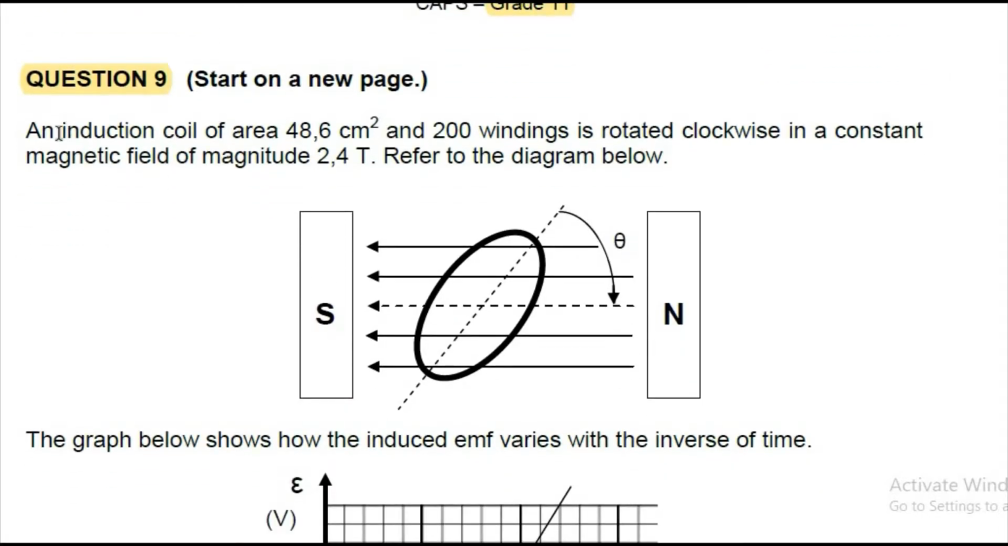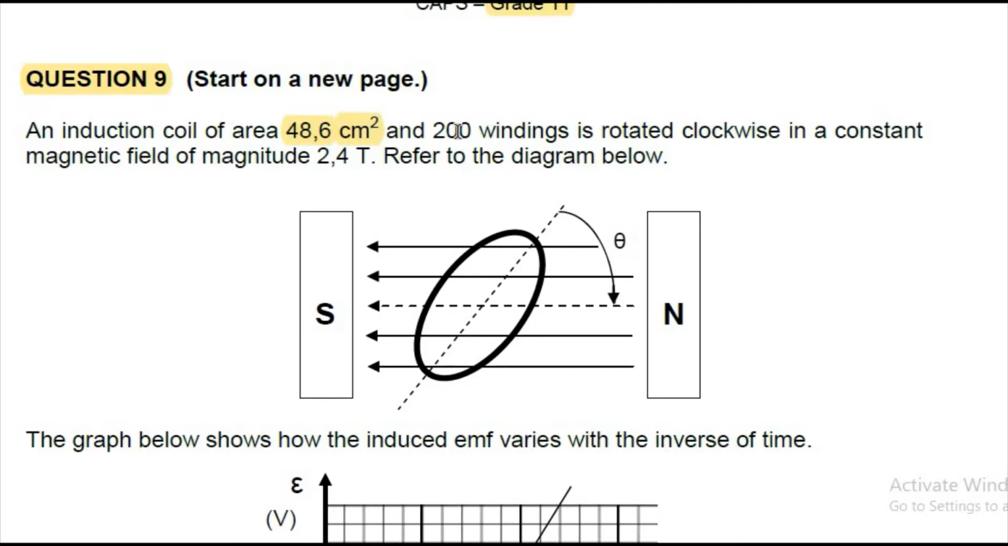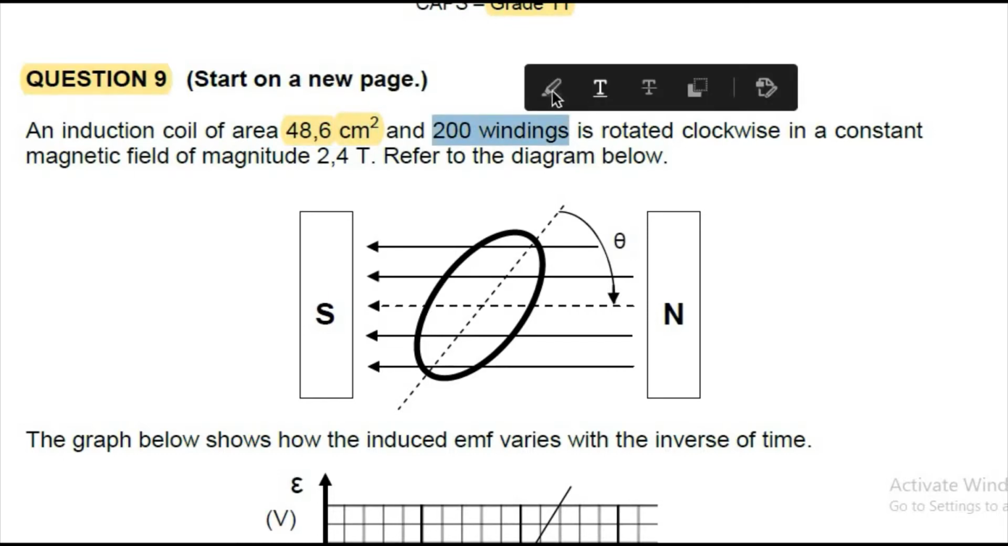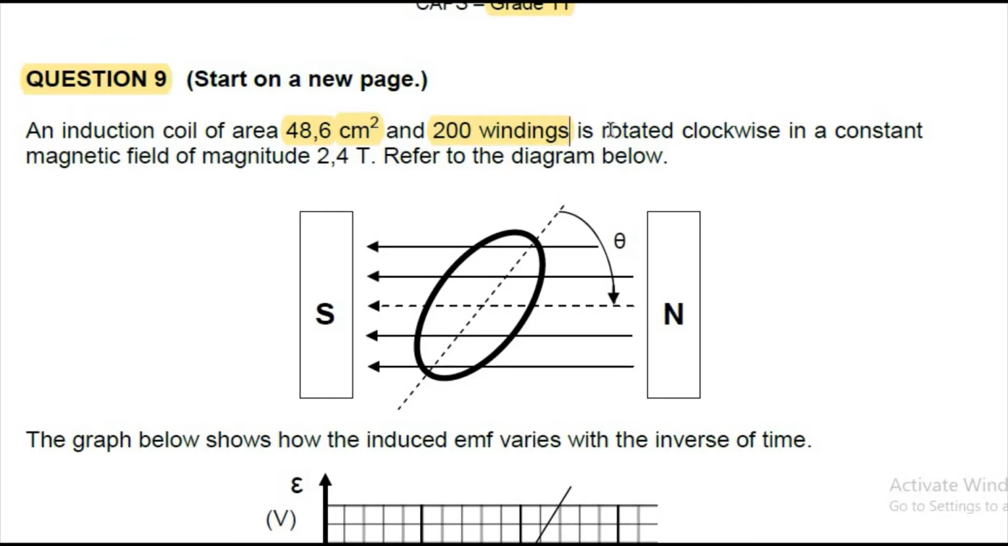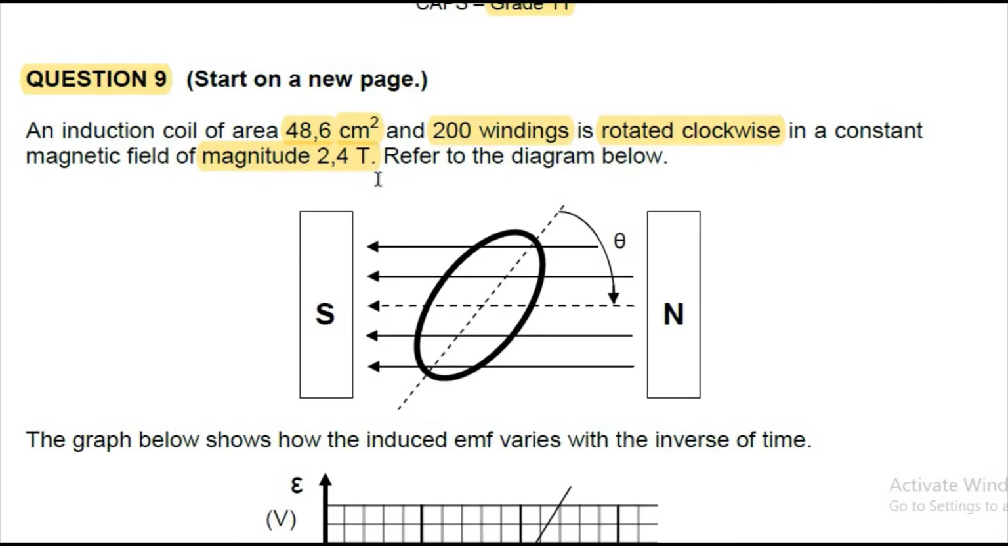It says to us an induction coil with an area of 48.6 square centimeter and 200 windings is rotated clockwise. So you can see that this thing, there's your coil, the circle, the round thing, and it's rotated clockwise in a constant magnetic field, and the value of that magnetic field is 2.4 teslas, right?